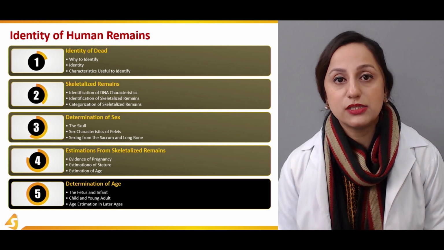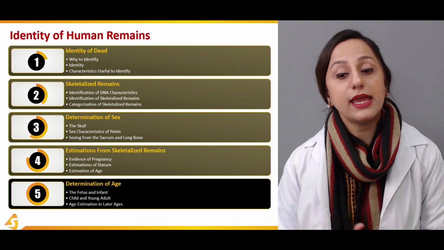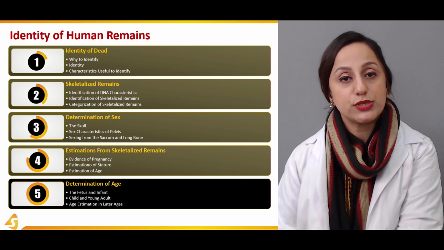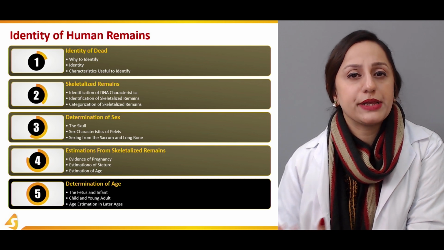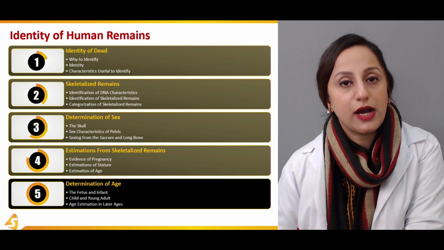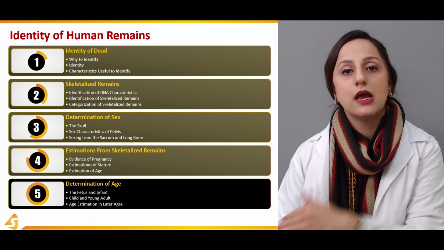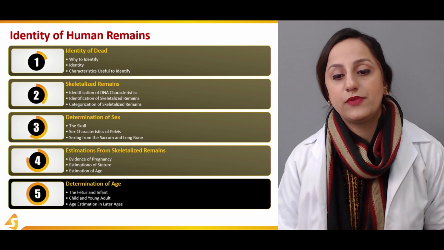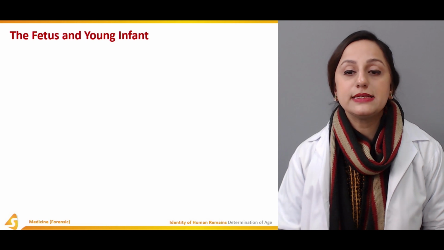Now, the child and the young adult. He has his own characteristics. The age estimation in the later ages is also dealt with, and what are the particular characteristics found in old age people? For example, the arcus senilis and osteoporosis all come in handy whenever we are determining the age of the bones.